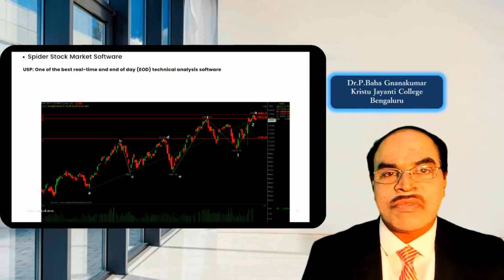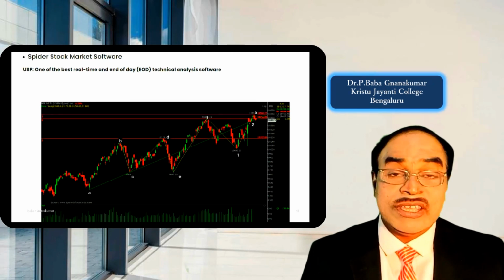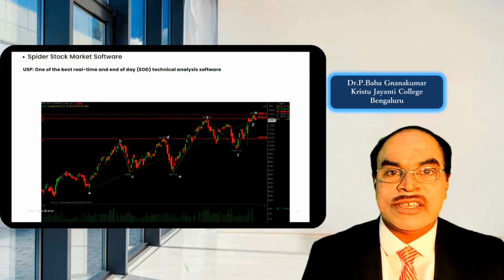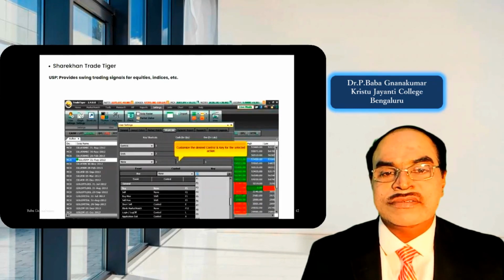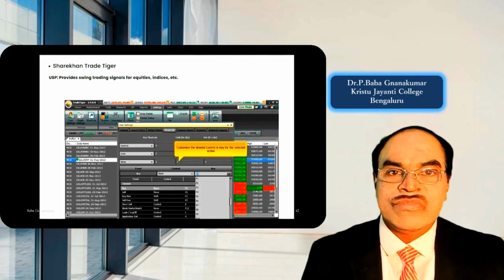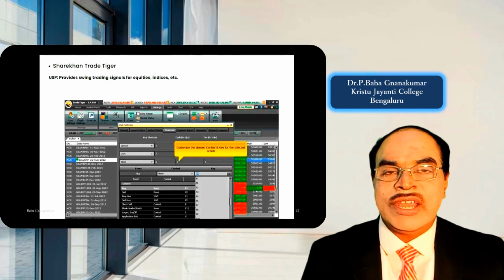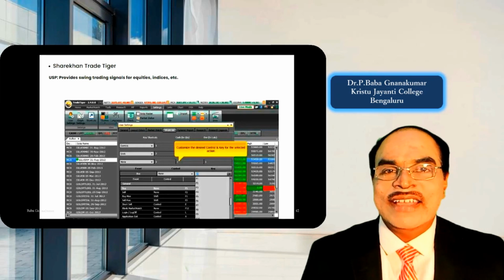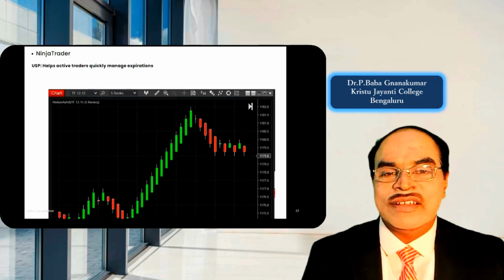Spider Stock, how the stock networking will happen. That is another thing: one share versus another share, or one security versus another security, a comparison. Here is the Sharekhan Trade Tiger. Most of you know Sharekhan is a nice organization which is using this type of trading system. It mentions that Trade Tiger is the brand name of their software, which provides demat facilities and a stock trading system along with that one.